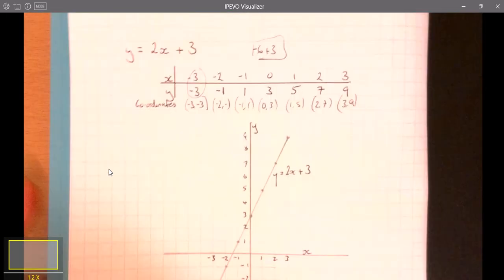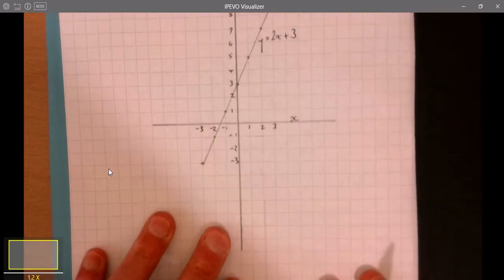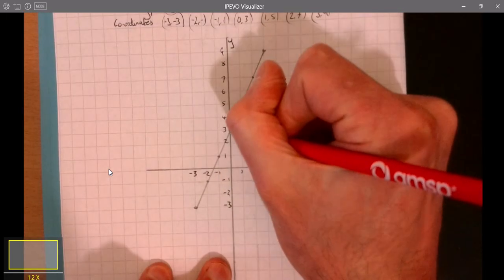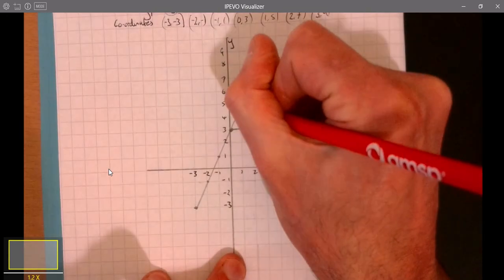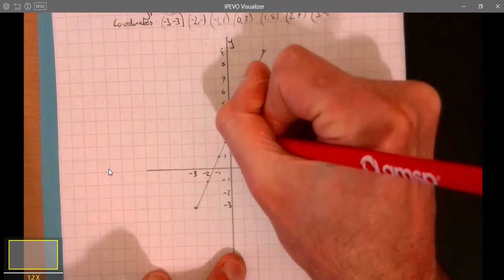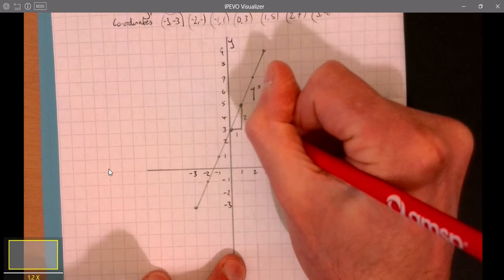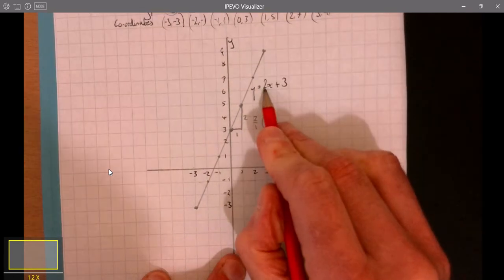Let's have a look at the other ones. Remember the second one we did? y equals 2x plus 3. Okay, so look at this. Take any 2 points on the line. 2, 1. Up, divided by across. 2 over 1, 2. There we go.